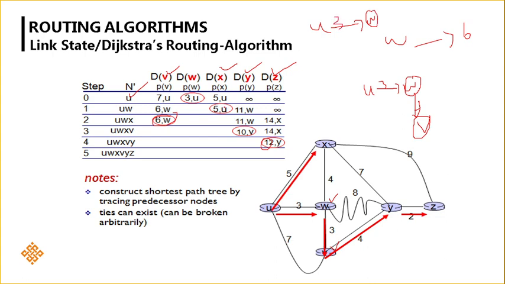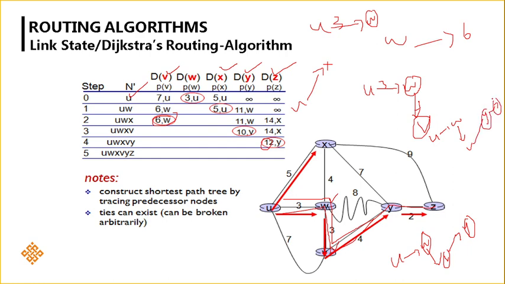Next, U to X, it is 5 comma U. So just write U to X. This is one more spanning tree. Next, U to Y, it is 10 comma V. So this path you can see here clearly I have written. Just write U to W, W to V, and then V to Y. This is one more spanning tree. And lastly, U to Z, it is 12 comma Y. So you can just draw U to W, then W to V, V to Y, and Y to Z. Just update the costs. So these are all the various spanning trees from the source node U to all the other nodes.